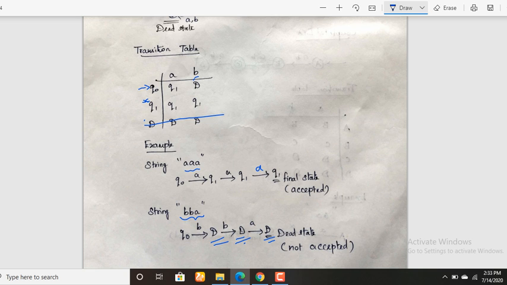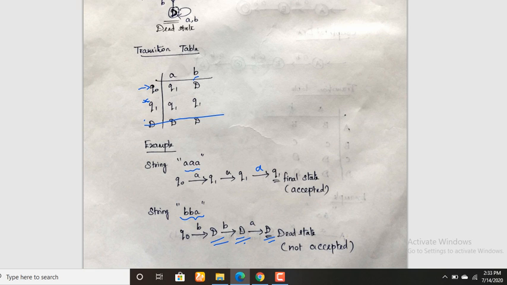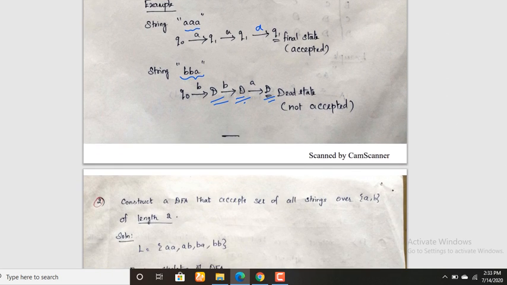Now, what's the first step? The language for the given problem statement. According to the language, you have to draw your DFA. Third step, you have to draw the transition table. Fourth step, you have to plot one or a few examples, minimum one. So the first problem is over. Come to the second problem.